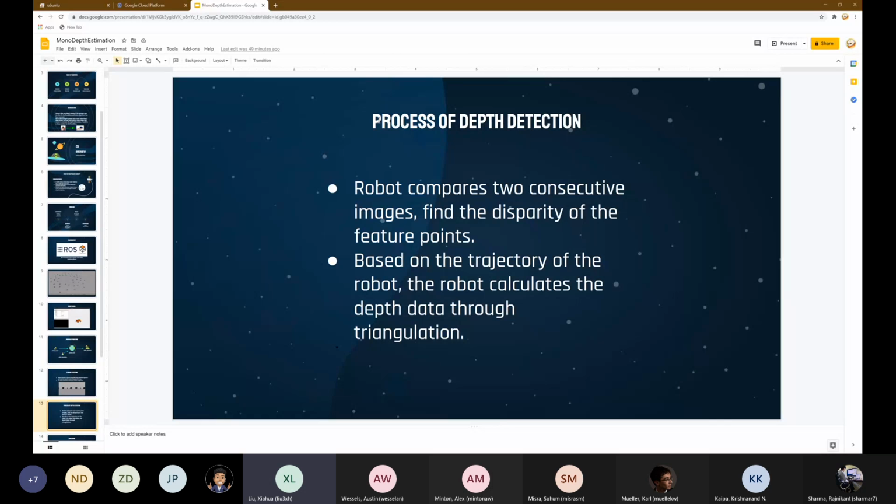And here is the process of the depth detection. The robot compares two consecutive images and finds the disparity of the feature points. Based on the trajectory of the robot, it calculates depth data through triangulation.